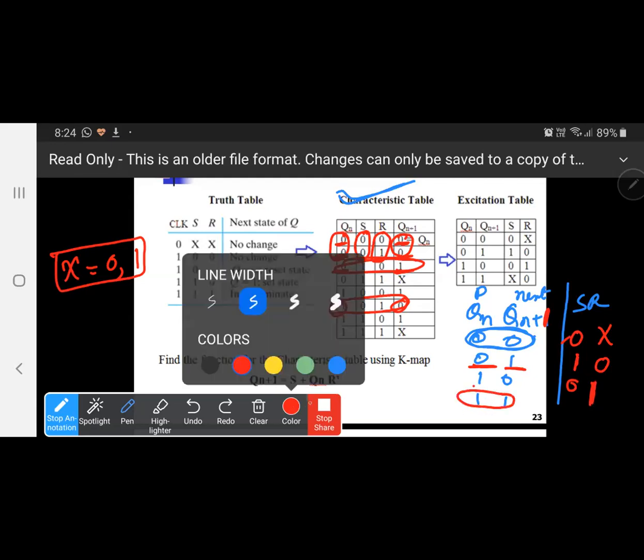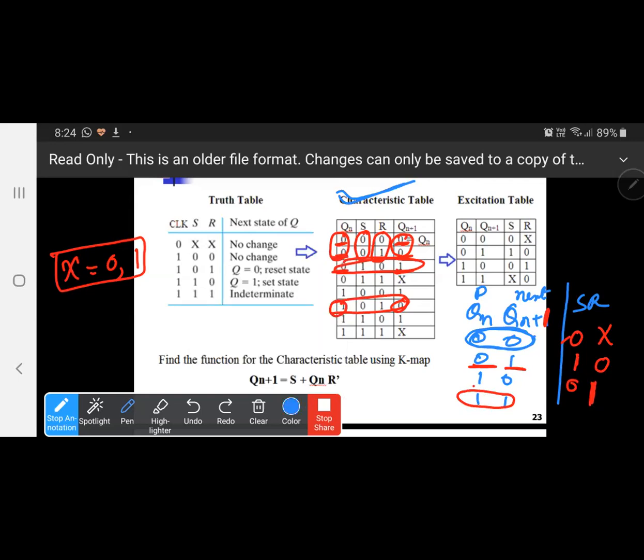Now the last condition, we need to check both are 1, 1. So let's check. There are 2 cases here, you can check the blue ones: 1 and 1, and 1 and 1. So for these blue cases, can you check what is the value of S? It is changing, it's 0 and it's 1. If it's changing, then we use don't care. And then what is the value of R? 0. Same. So this is called the excitation table.